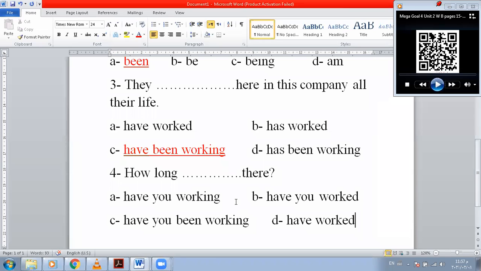I want a student to read this sentence and choose the right answer. How long spaces there? Have you working? Have you worked? Have you been working? Have worked. But quickly, please, my dear student. Guys, please read the sentence quickly and give the right answer. Who can give me the answer?